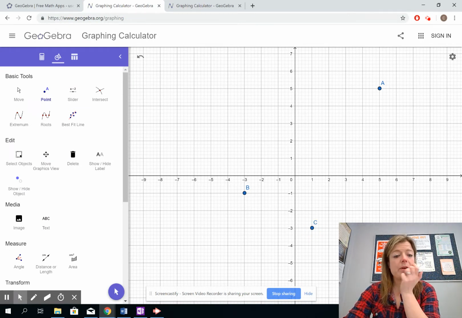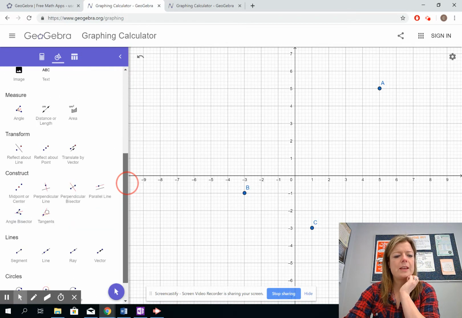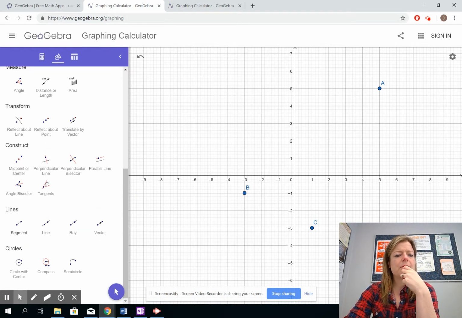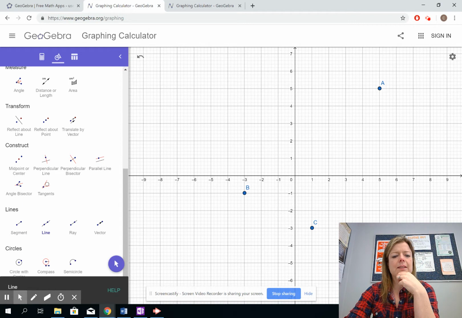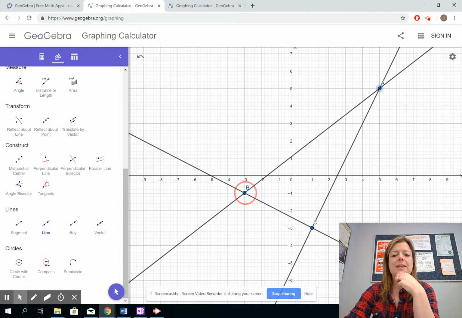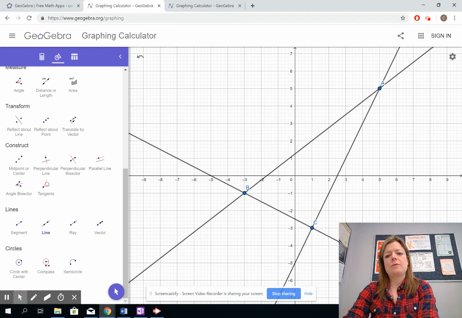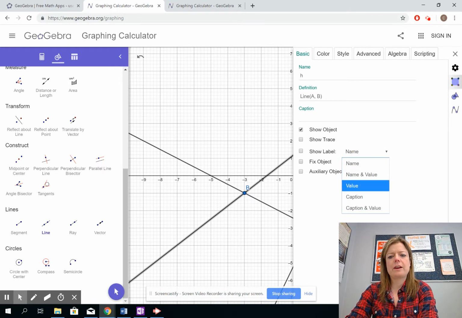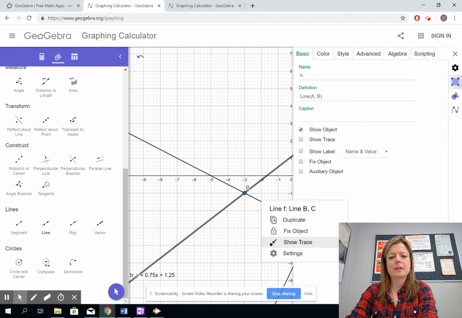Okay, so if you're doing the slope method, you actually don't want to do a segment. You want to create lines between the 2 points. You want to do that because it will only find the slope of lines, not of just line segments. So now you just want to right click on each one and make sure that you turn on their name and value, which gives the equation of each line.